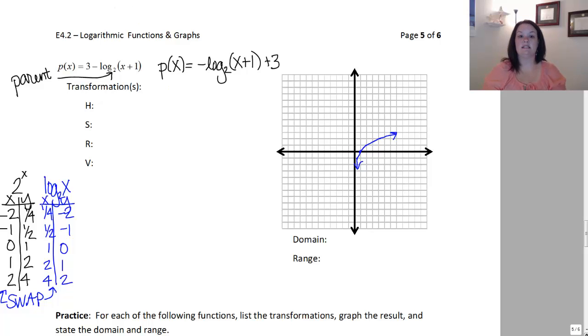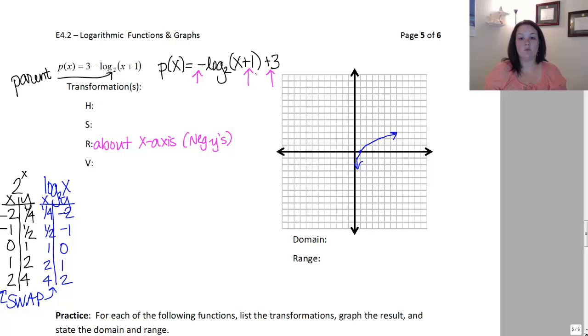Okay, now let's look and see what transformations have happened. I have a negative outside the log, I have a +1 inside the log, and I have a +3 outside the log. So I'm just going to go in that order. Negative log, okay? Negatives are reflections. Here, since the negative is outside the function, it's negating the y's. If it's negating the y's, then this is a reflection about the x-axis. So I'm just going to write negate y's.